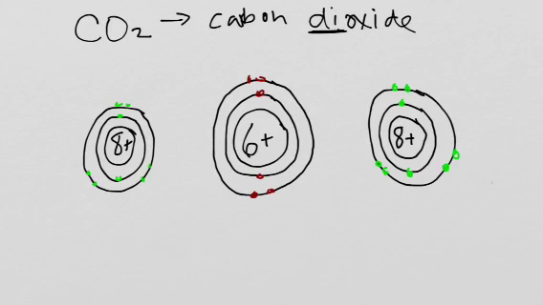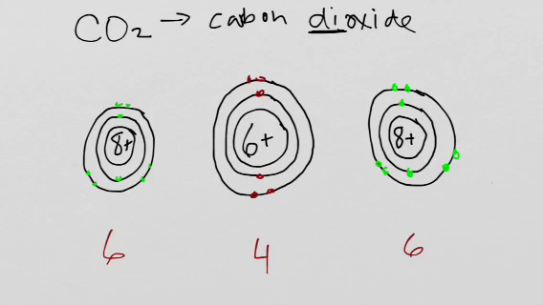Now, if we look at carbon, how many valence electrons does carbon have? Count the electrons on the outermost shell. 4. 1, 2, 3, 4. Okay, carbon, come on, wake up, girls. All right, so this has 4 valence electrons. How many valence electrons does the oxygen have? It has 6 valence electrons.